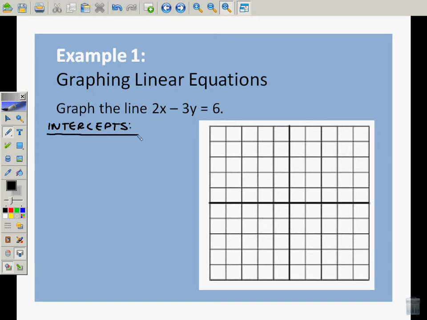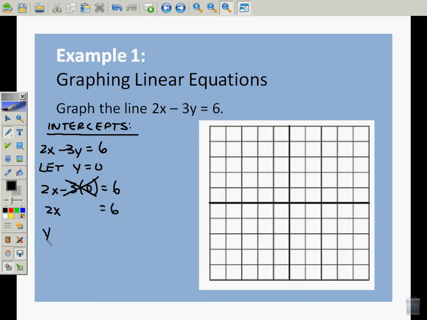Well, if we have 2x minus 3y is equal to 6, where it crosses the x-axis is y equals 0. So we're going to let y equals 0. And what this is going to do is it's going to give us 2 points with which to graph this line. We'll see how it works. So we have 2x minus 3 times 0 is equal to 6. Well, this goes away because that's 0. So we have 2x is equal to 6.